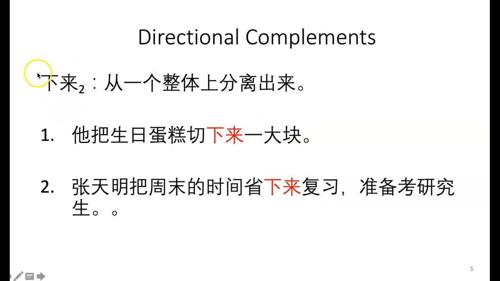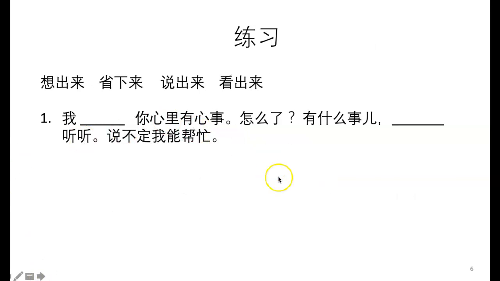So this 下来, when we use the 下来 after a verb, we're saying we separate something from the original whole piece, and so we only have a smaller piece. Okay, a smaller piece is separated from the original whole piece. 好，with this in mind, let's look at some sentences and see whether you can choose the correct expressions here.